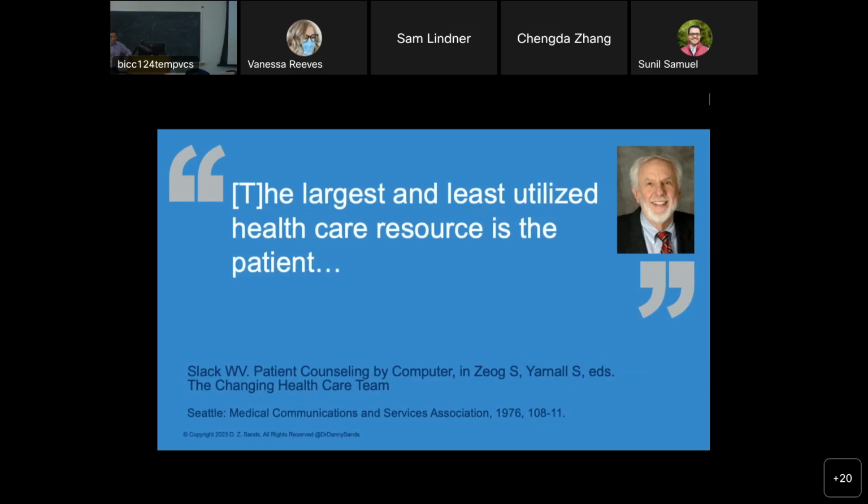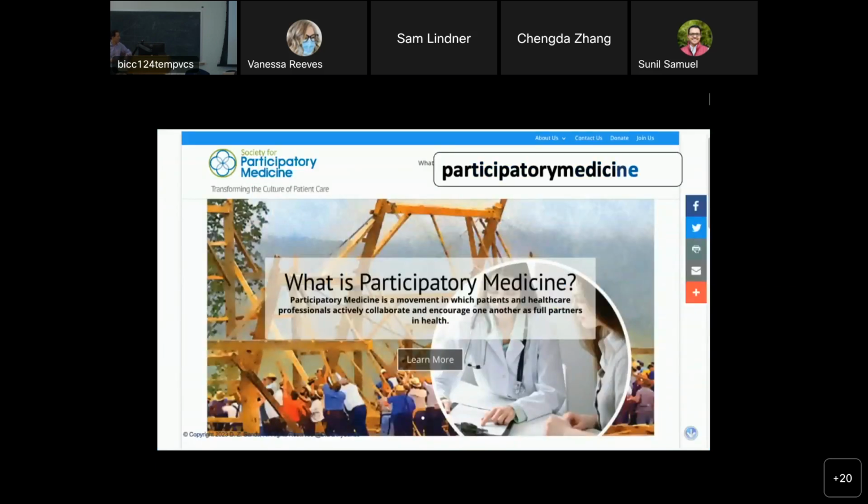Now, what's interesting about this is that Warner wrote this in 1976. And in fact, Warner did his first informatics work at the University of Wisconsin in the 60s, where he sat patients down in front of a computer to get a medical history. In the 60s, right? So he's definitely a friend and mentor. He really inspired me in a lot of my work.